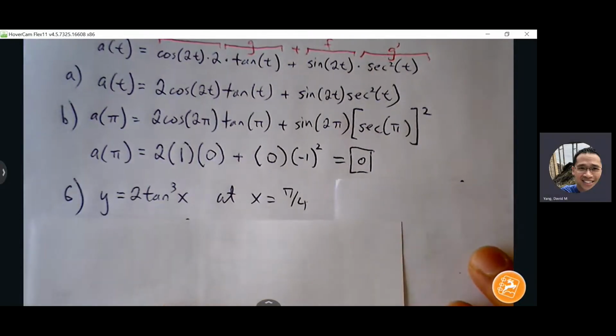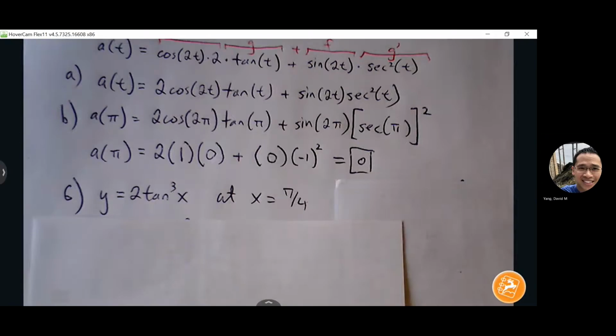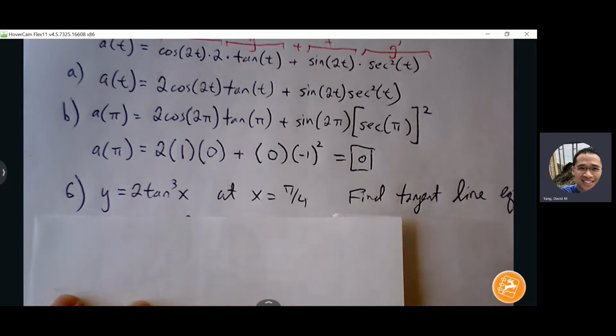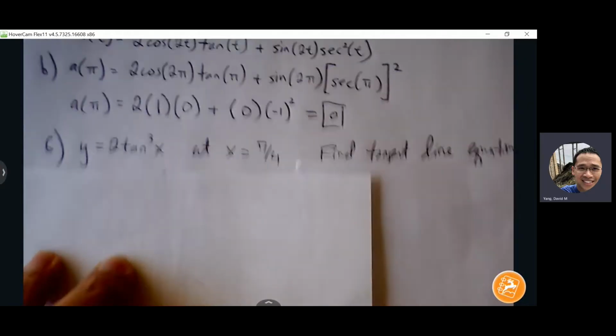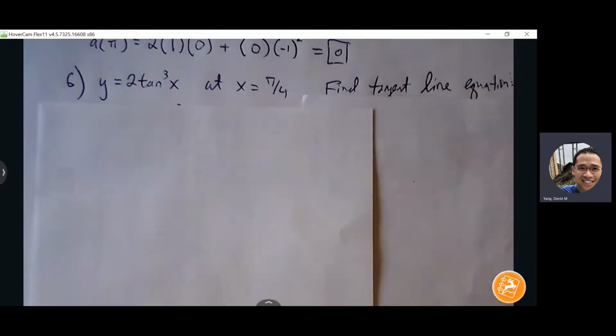Okay, number 6. Y equals 2 tangent cubed of x. We want to find the tangent line equation at that x value. So anytime we're dealing with a tangent line equation, we know we've got to find the ordered pair, and then we need to find the derivative so that we can find the slope and then use point slope form.